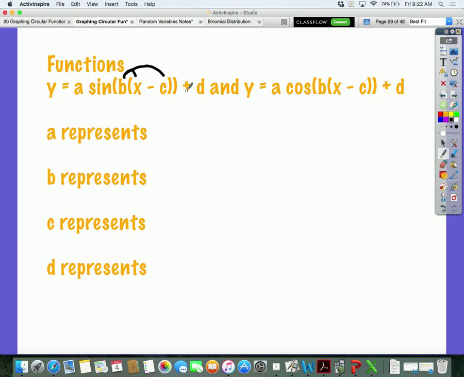So the A, what did A represent again? The amplitude. Okay. And remember, amplitude is always positive. If there was a negative out front, that means there was a reflection somewhere. B represents what? The thing that affects the period. So basically, it's related to your cycle. It basically tells you how many times you're going to complete one full cycle, or how long it's going to take you to complete one full cycle.